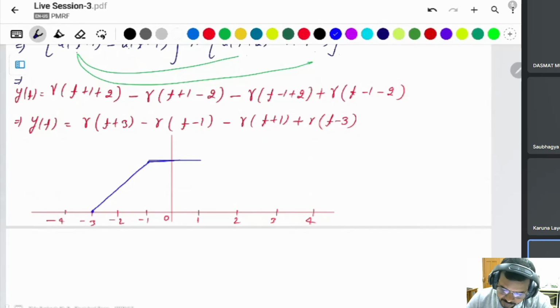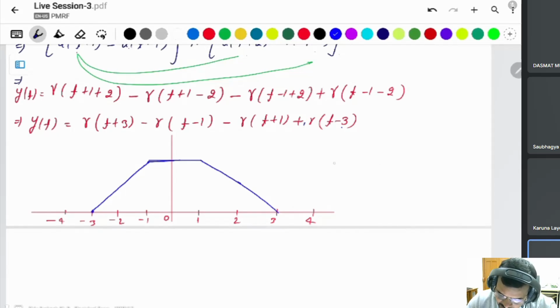Okay, then at t plus 1, there is another ramp signal, slope is same 1, goes to downside, goes to negative slope till t is equal to 3. Then at t is equal to 3, another ramp signal is added at the same slope 1.